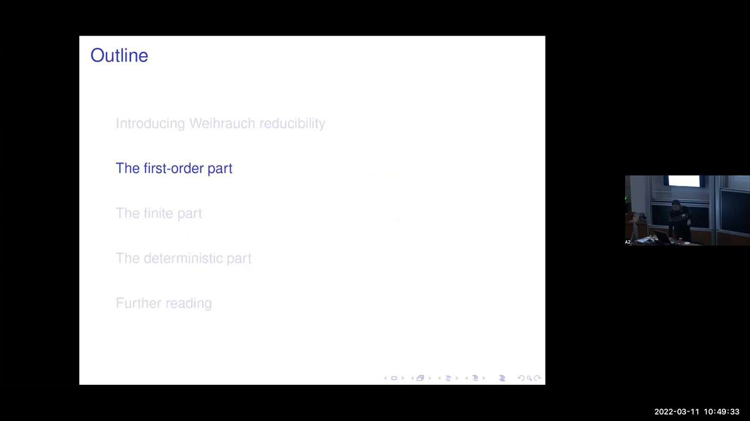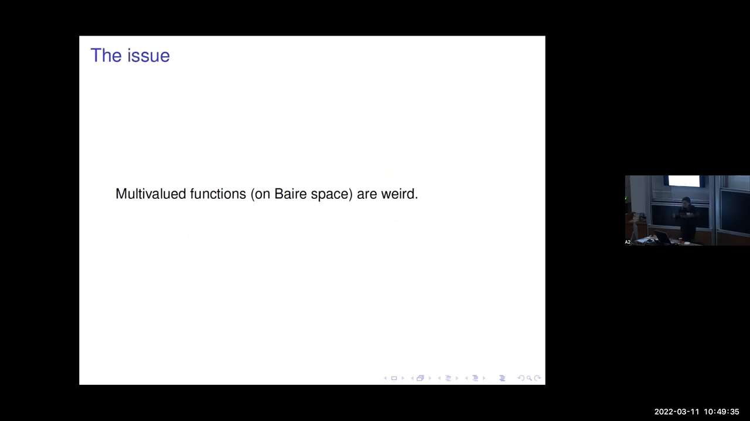Okay, so, first order part. Why are we starting with this whole thing? Because multivalued functions on Baire space are weird. And this is one of those things: you start working on them and you see you can actually say a lot about things, you feel you understand them better, and at some point you go through this initial illusion of understanding things and you see, now I'm starting to see how weird things can be.